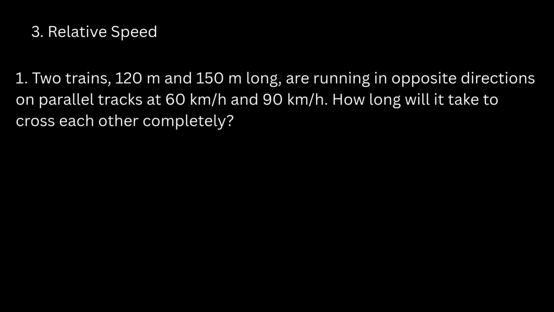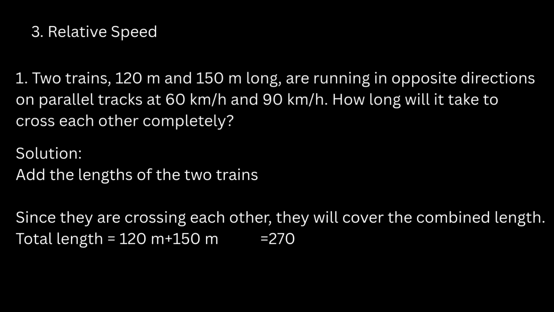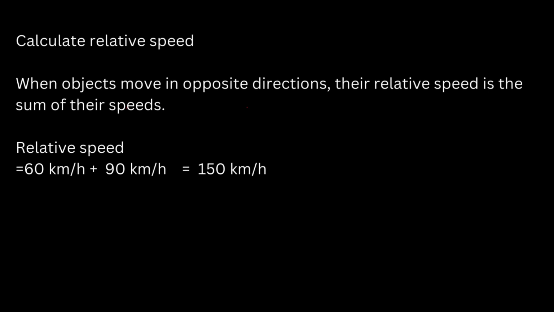Two trains, 120 meter and 150 meter long, are running in opposite direction on parallel tracks at 60 km per hour and 90 km per hour. How long will it take to cross each other completely? It is opposite direction, so we need to add those values. Total length, 120 plus 150, we got 270. Similarly, speed 60 plus 90, we got 150 km per hour.